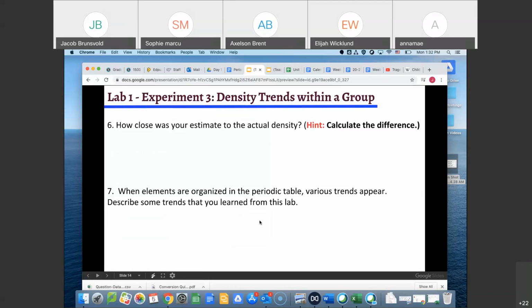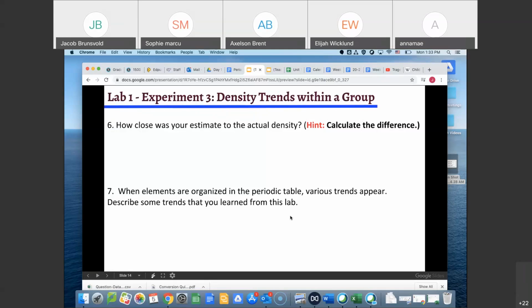So for number 7, when elements are organized in the periodic table, various trends appear. Describe, I should just say describe, one trend that you learned from this lab. So go ahead and type that out. What was one trend that you learned from this lab? Down, left, right. What trend did you learn? There should have been 2 for reactivity and 1 for density.